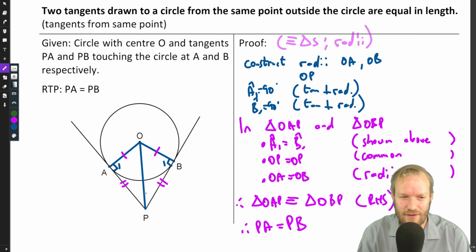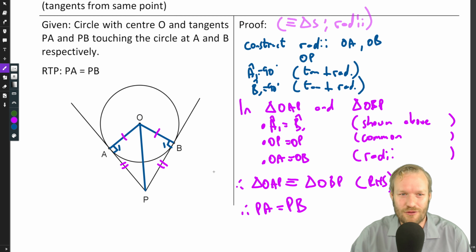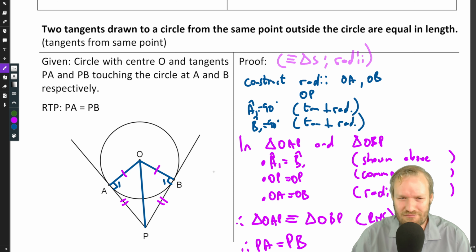In other words, whenever we're given two tangents that come from the same point, they must be equal to each other up to the point where they touch the circle, or the circumference of the circle. One other thing that may be useful, we'll see it in the examples. We're going to use that theorem quite a bit, and we're going to do some examples on that. I'll see you in the next one.